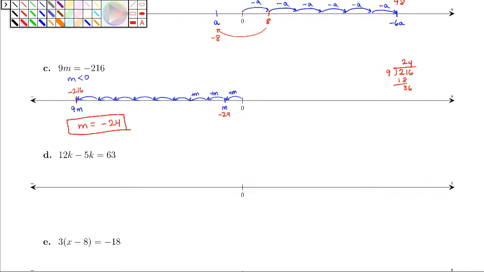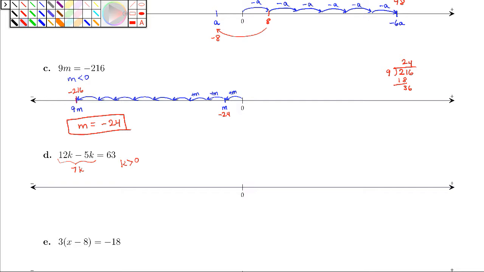So looking at this one, we have 12k minus 5k equals 63. So if I am going to go k's, so I can think about this and go, well, 12 copies of k minus 5 copies of k is going to give me 7 copies of k, right? So 7 times some number equals 63. That tells you that k has to be a positive number.